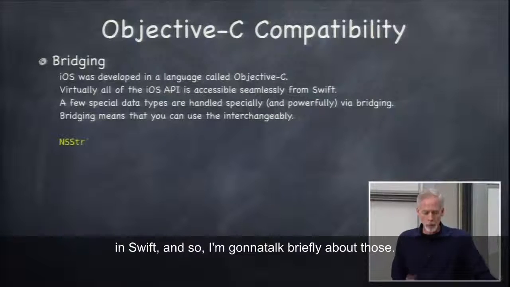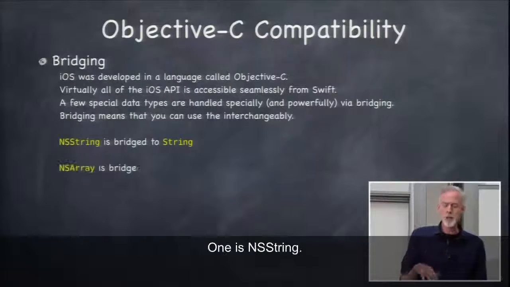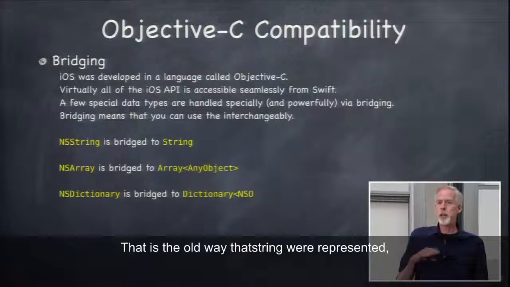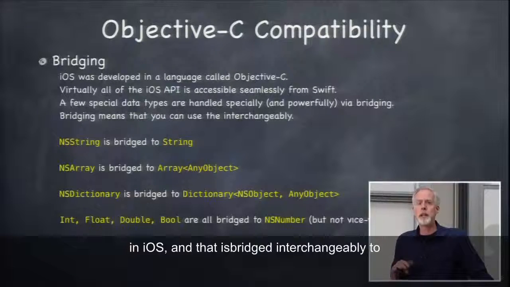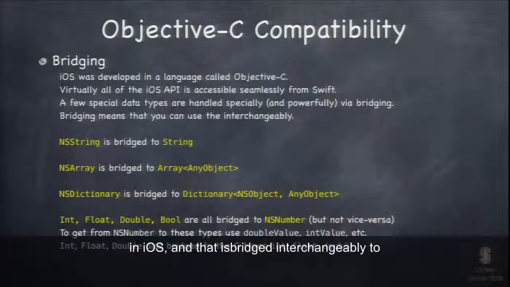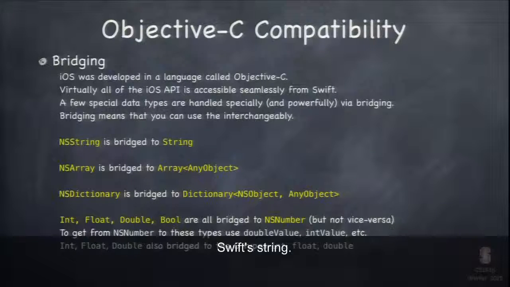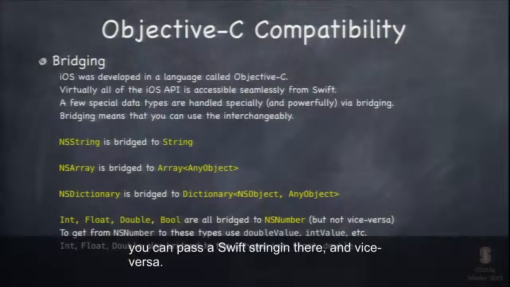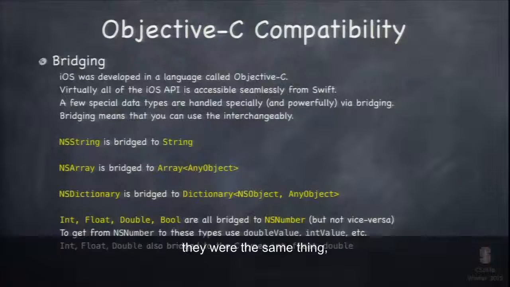And so I'm going to talk briefly about those. One is NSString. That is the old way that strings were represented in iOS. And that is bridged interchangeably to Swift's String. You can't really even tell the difference. If you have a method that takes an NSString, you can pass a Swift String in there, and vice versa. Okay? They're just automatically treated as if they were the same thing, even though they are quite different things. String in Swift is not even a class. Okay? It's just a struct. So they've done some miraculous work to bridge these things.